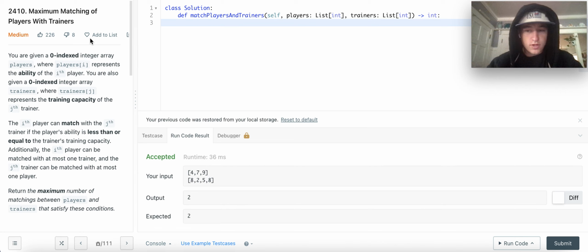2410, Maximum Matching of Players With Trainers. I just did this problem. I think it's pretty approachable, and I thought I would just articulate an easy way to solve it.